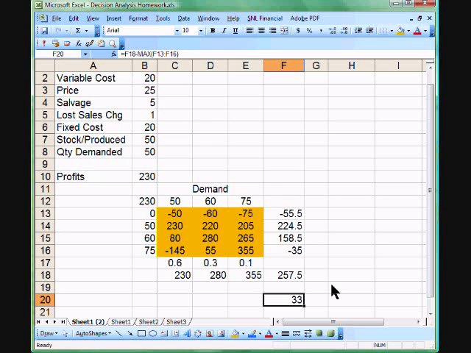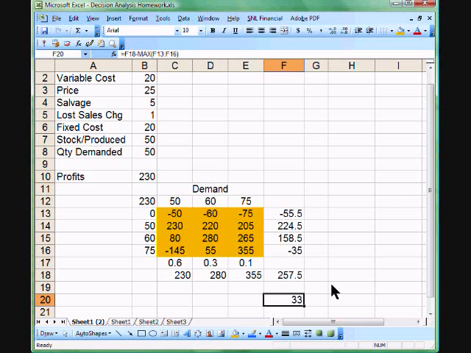So how much would we pay for this magical forecasting model? Well, I tell you what, we would pay anything right up to 33 bucks. Even if we paid $29.50, we're going to make 50 cents more per week by using this model. If we paid $29.99, we're still going to make more money every single week by having this model.